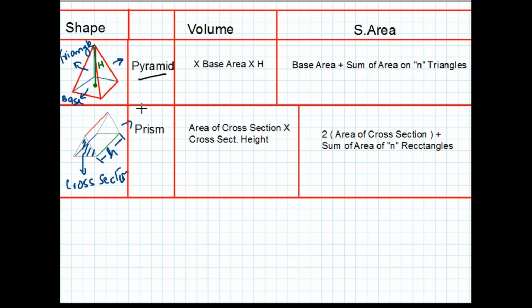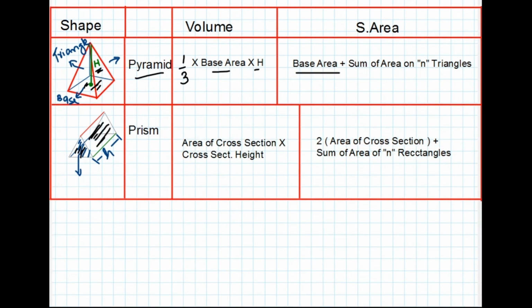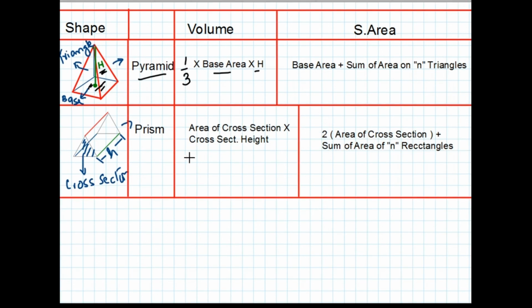Next shape is pyramid having 3D height or perpendicular height equal to capital H. Therefore volume is equal to 1 upon 3 base area multiplied by capital H. Surface area is equal to base area plus sum of area of n triangles. N depends upon the number of sides of the base. Last shape is prism. Its volume is equal to area of cross section as shown multiplied by cross sectional height as shown. Surface area of prism is equal to 2 bracket area of cross section, there are two triangles as base of prism as shown, plus sum of area of n rectangles as shown, depending upon the type of base of prism.